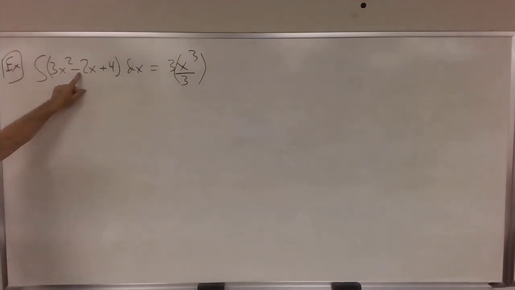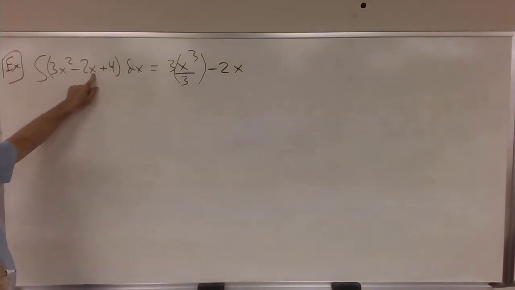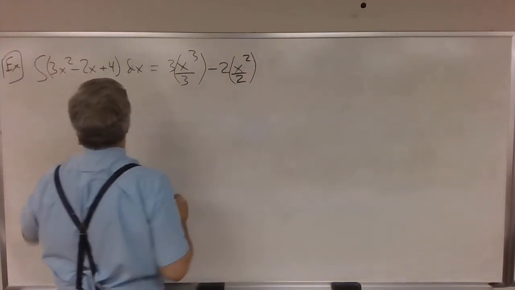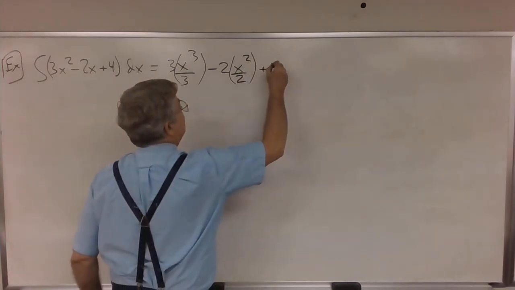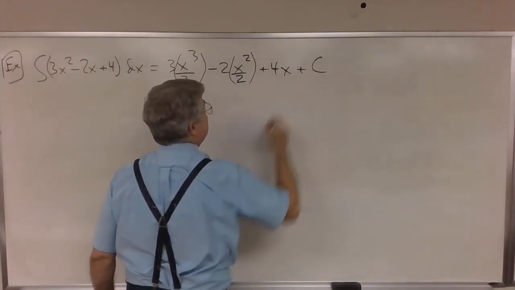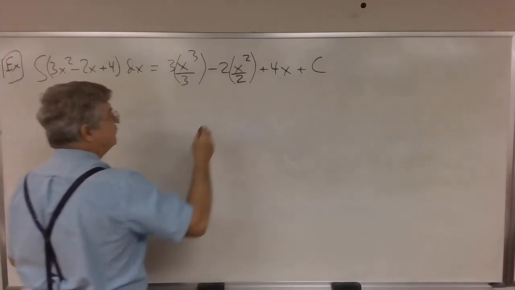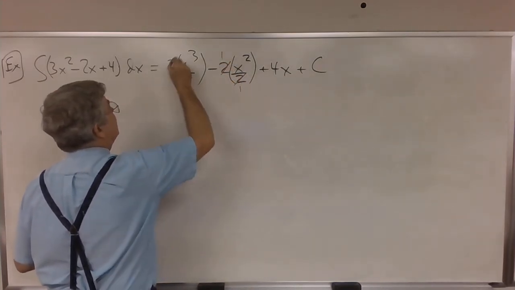Then we move on to the next term, minus 2x. We add 1 to the exponent. X is x to the first power, isn't it? So we add 1 to the exponent, and we get x squared over 2. And here we have the antiderivative of a constant. That's just the constant times x. And that constant of integration. And some of these constants actually do cancel.